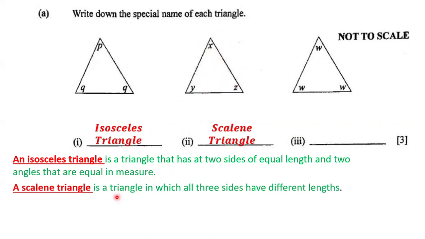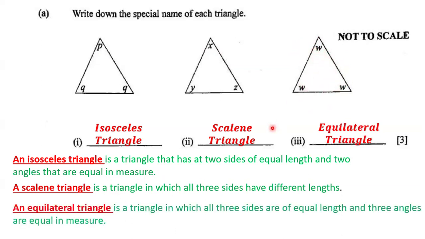Next, we have this last triangle. This is an equilateral triangle. And this is an equilateral triangle because notice that this is W, this is W, this is W, which means that all three of the angles are equal in measure. And if we look at the definition of an equilateral triangle, it's a triangle in which all three sides are of equal length and all three angles are equal in measure.